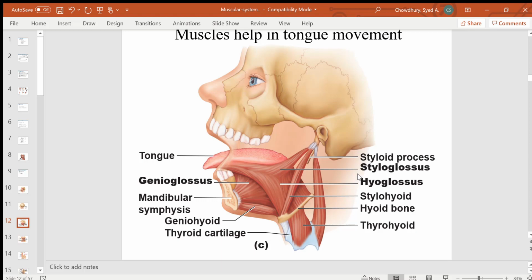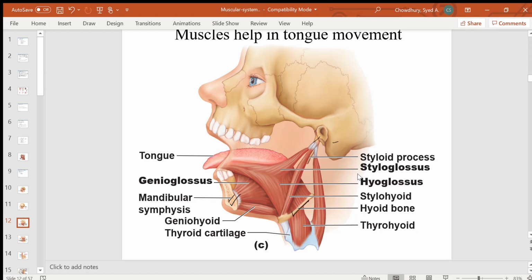So movement of your tongue is very important. Therefore, many muscles get attached to the tongue. They come from the adjacent bones. Some of them come from the temporal bone. Some of them come from the mandible. Some of them come from the hyoid bone.